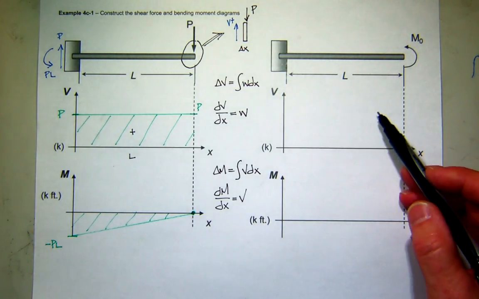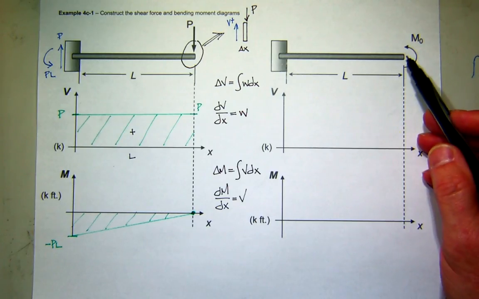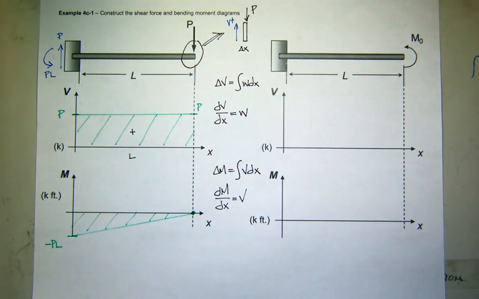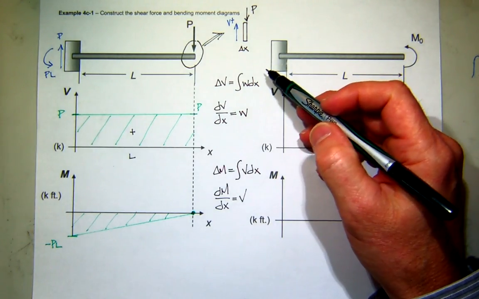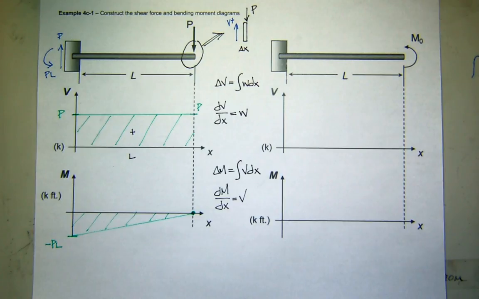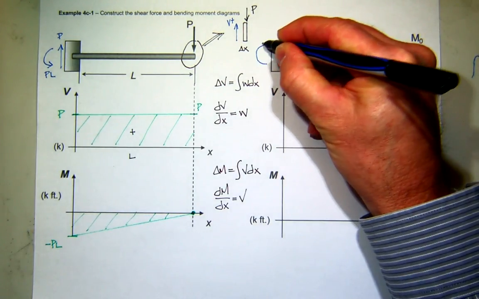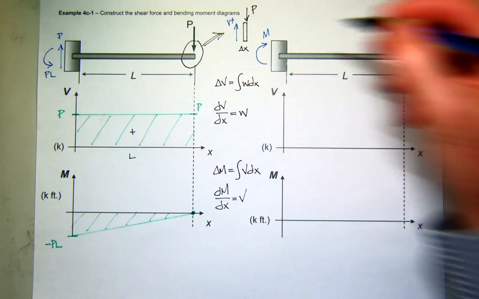What about this guy? What's the difference over here? Yeah, so let's see. What would be the reaction? What would be the shear reaction? Some forces in the y direction, you get nothing. What would be the moment reaction? It would be this direction equal to M naught.